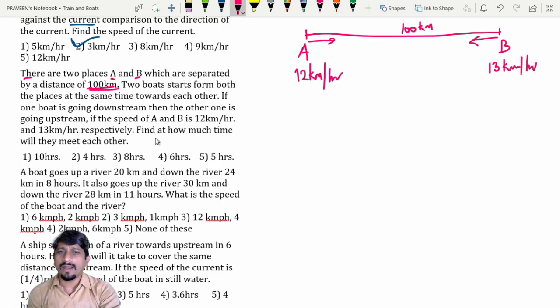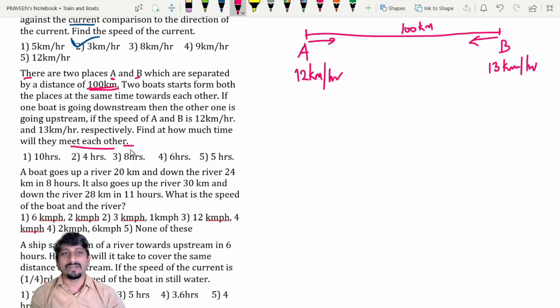Find at how much time will they meet each other. At how much time will they meet? Now try to understand. This looks very complicated and there are a lot of words as well, but try to understand whatever is going downstream, whatever is going upstream. Now try to understand, this is again, they will neutralize the effect.